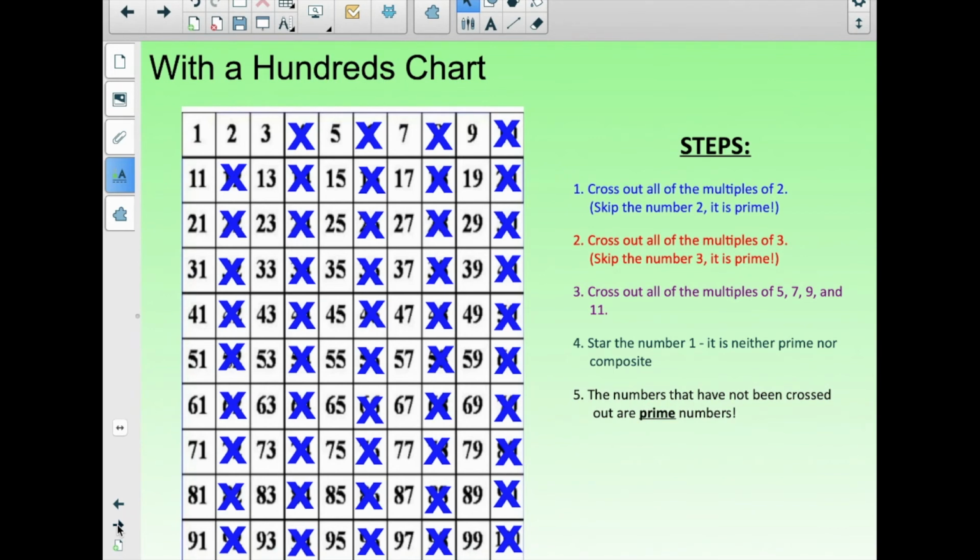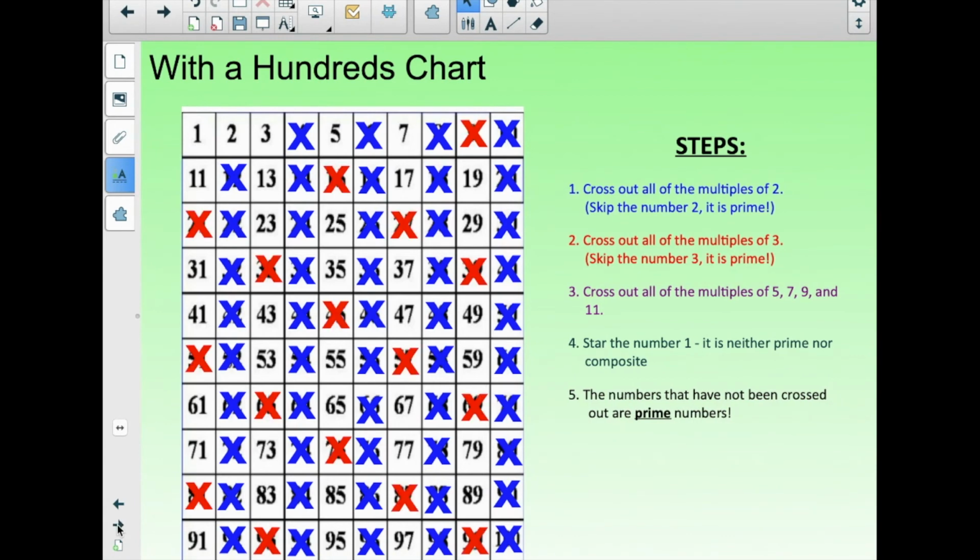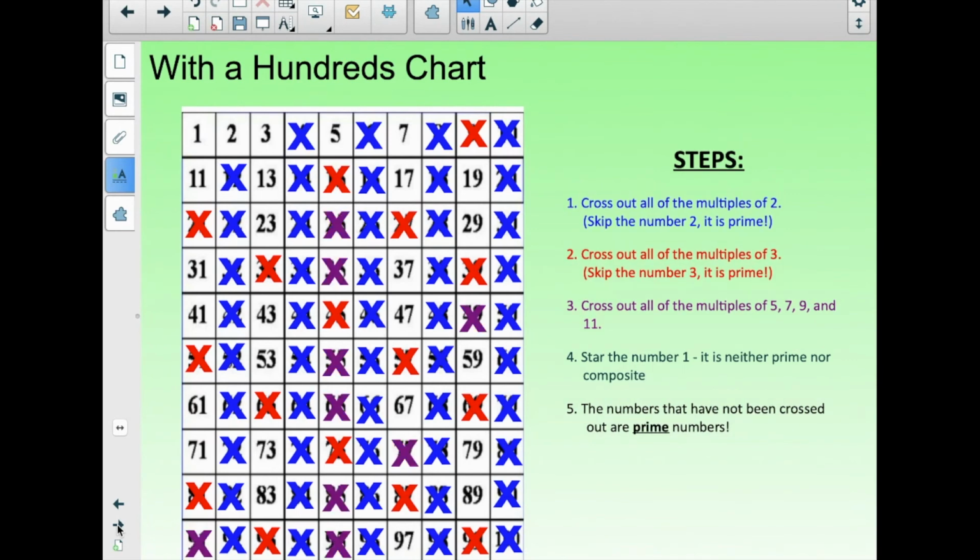The next step is to cross out all the multiples of 3. Remember to skip the number 3 because it is also prime. The third step is to cross out all the multiples of 5, 7, 9, and 11.